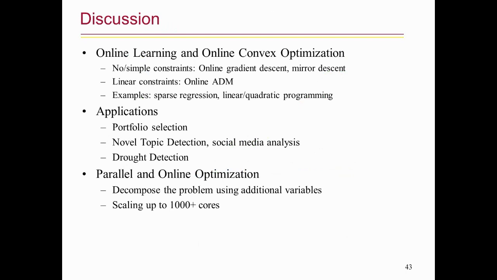Just to wrap up, I gave you a flavor of what online learning and online convex optimization are. I said that if there are no constraints or simple constraints, you can just keep using online gradient descent. If there are more complicated constraints, like linear constraints, let's say you have linear programs or quadratic programs and so on, you want to start looking at these methods. I briefly touched upon 3 applications: portfolio selection, novel topic detection, and route detection, particularly the linear program. Linear programs are considered difficult to solve and scale up, and I gave you a very quick illustration that that's not necessarily the case. It depends on how much computational resources you are willing to throw in, because these methods are easily parallelizable and they can handle streaming data.